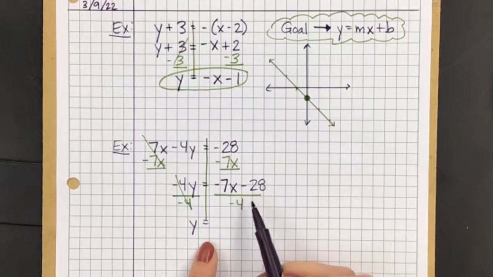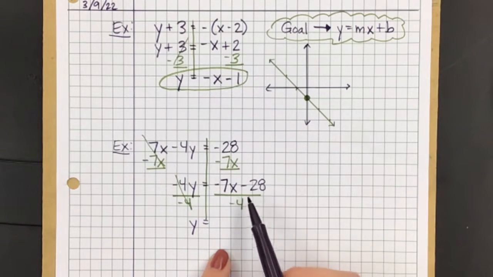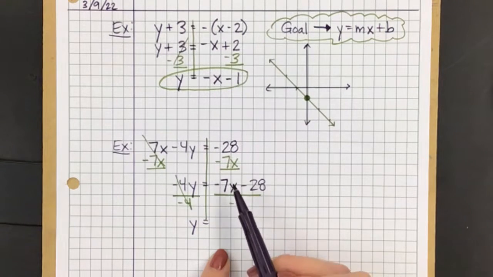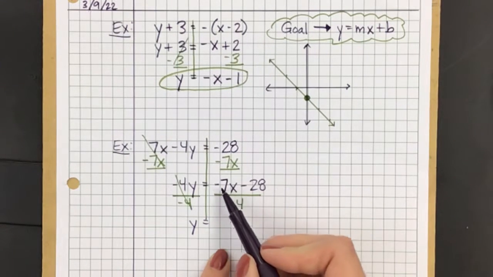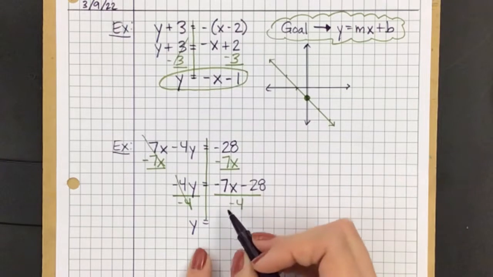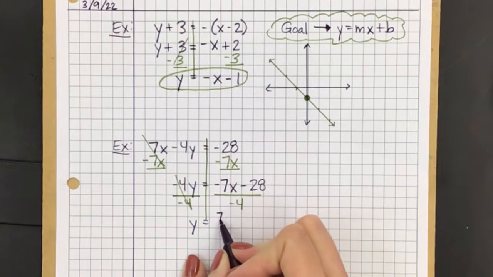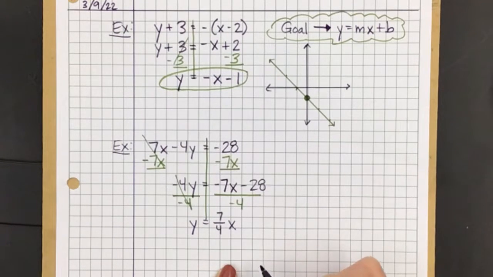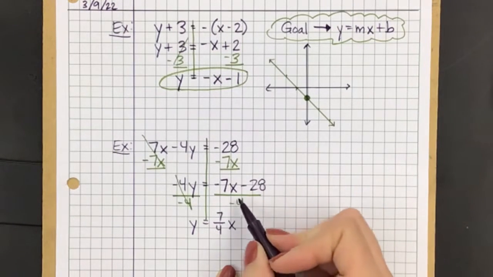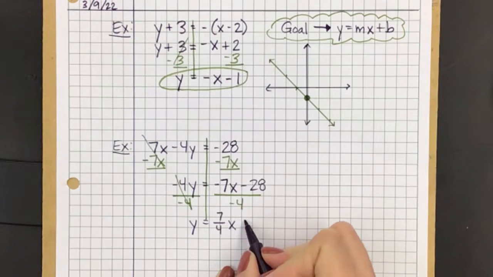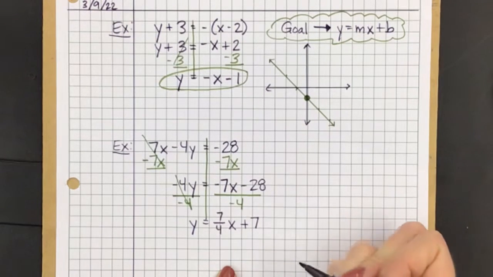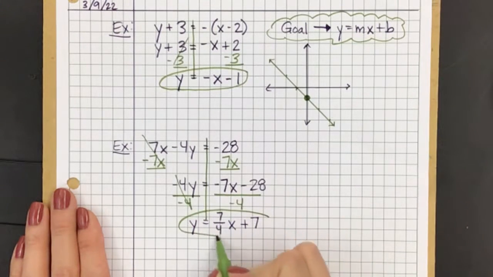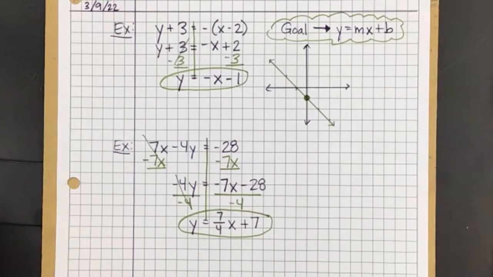Now, when you divide a whole expression like this by -4, we're dividing each term by -4 to distribute. So -7x divided by -4 is going to be a positive 7/4 x. And then -28 divided by -4 is a positive 7. And now we have it in the correct form.